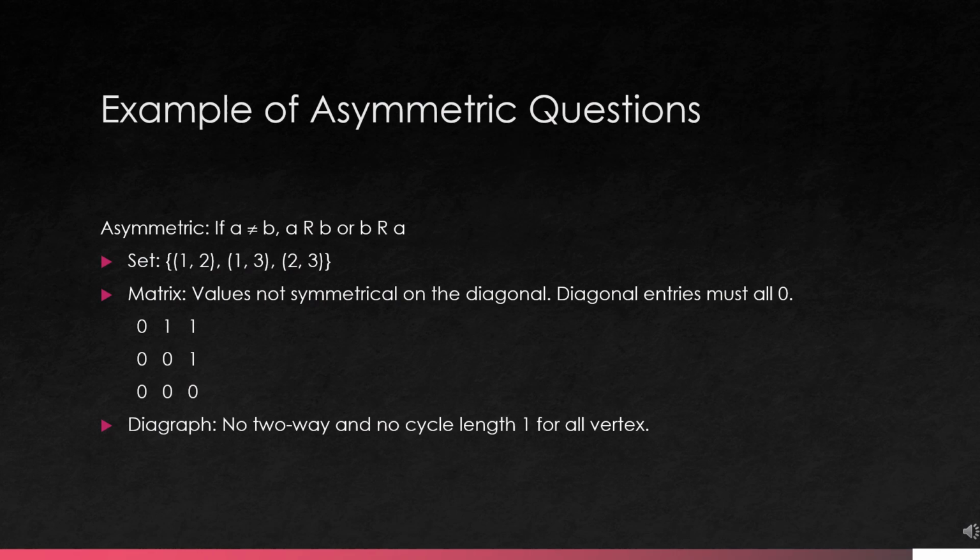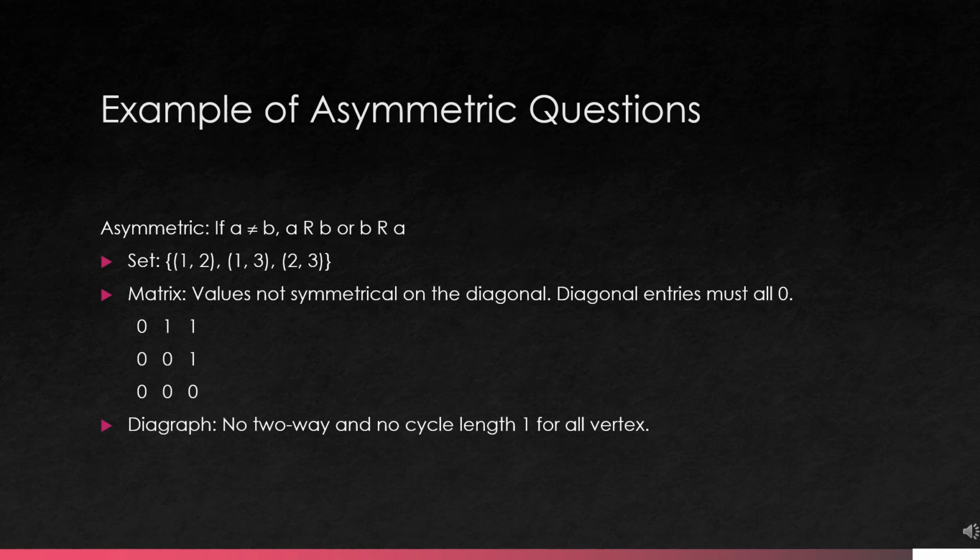Okay. Next is asymmetric. What is asymmetric? A relation R on set A is said to be asymmetric if whenever a R b, then b is not related to a. That is asymmetric. A relation is said not to be asymmetric if both a R b and b R a exist. It is like the relation mother of between a and b. Here are some examples of asymmetric questions for you all to try and see.